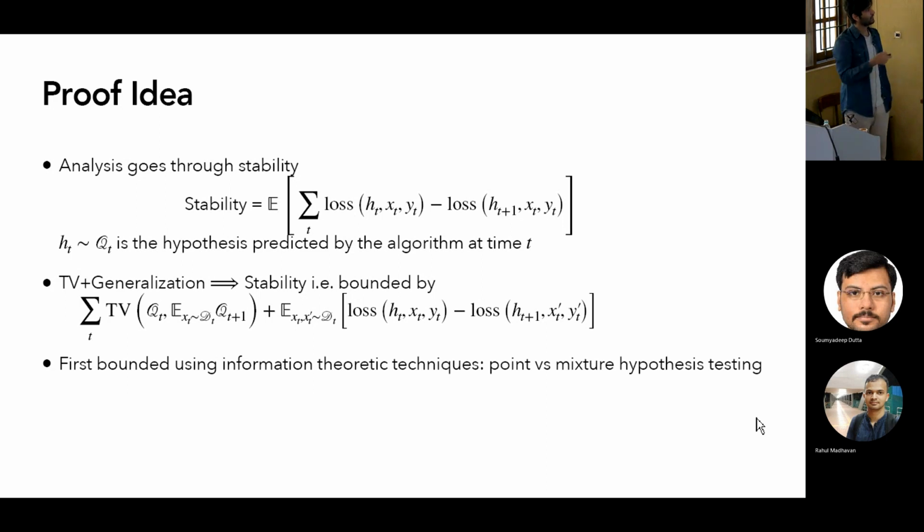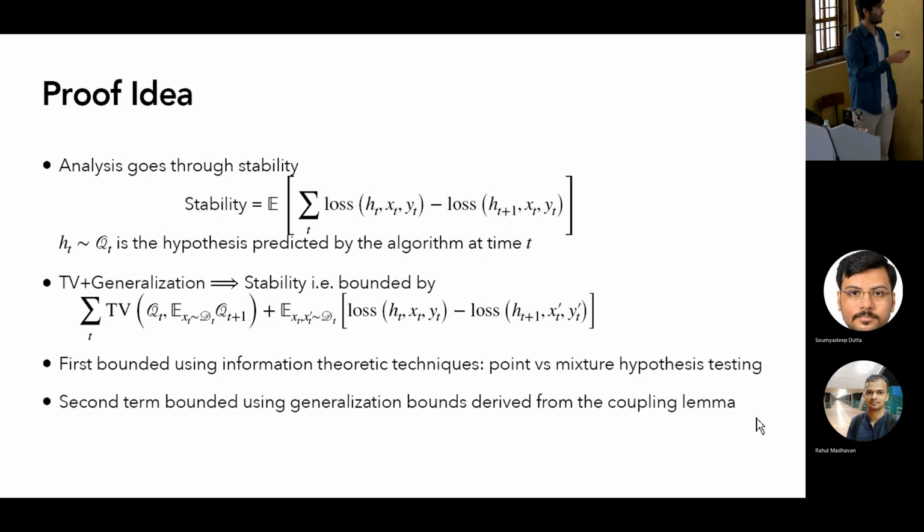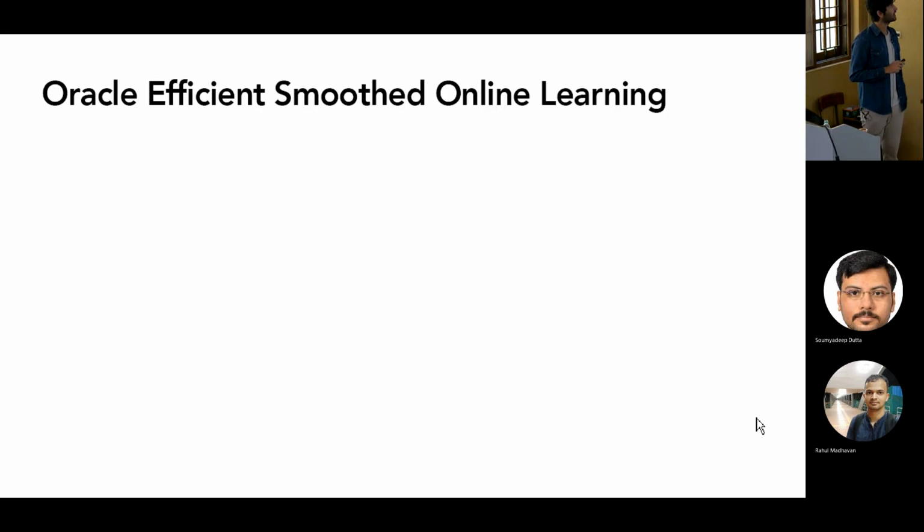The first bound we can bound using some information-theoretic techniques, because this looks like point versus mixture hypothesis testing. It's analogous to showing lower bounds for point versus mixture hypothesis testing. And for the second term, we can again use something like the coupling lemma to show that it is bounded. This is something that we call modified generalization.